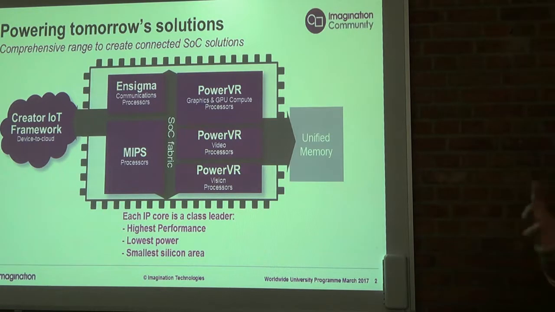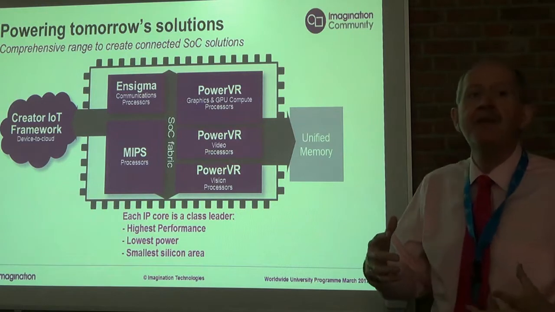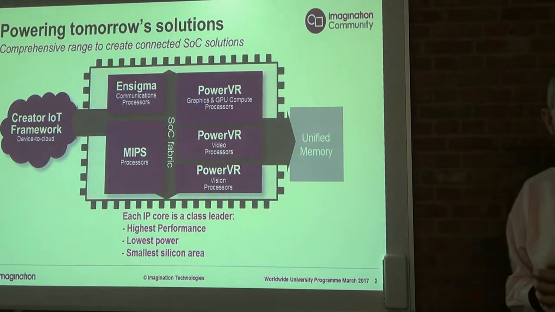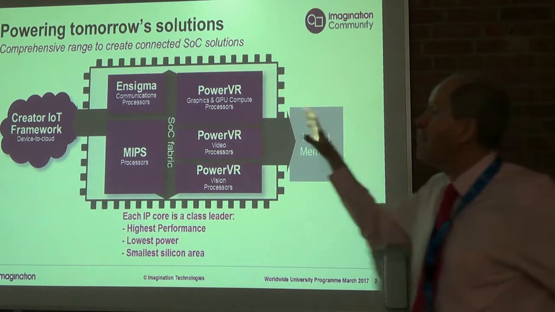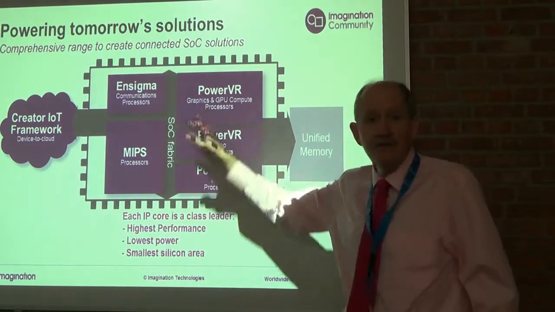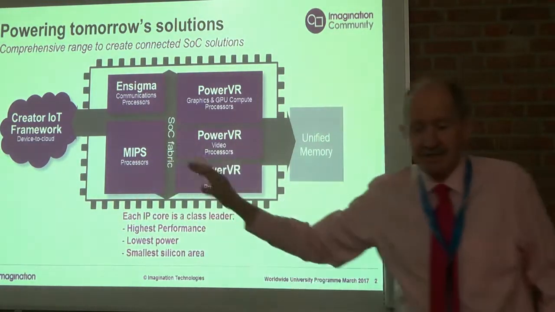So that's the background to the company. We're an IP company. I think we have a bright future, and I'm very optimistic about what will happen to us in the next year or so. And we're based around three businesses: radio processors, GPUs, and MIPS CPUs.